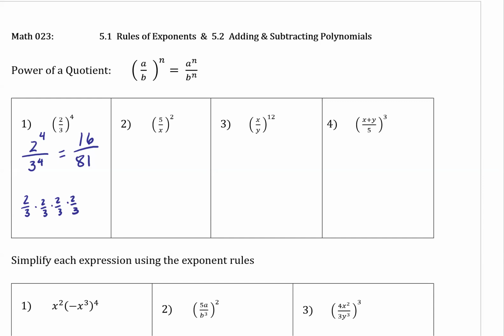Number 2, 5 over x to the second power. We should state here that x cannot be 0 because you can't divide by 0. So this would be 5 squared over x squared, which will give us 25 over x squared.